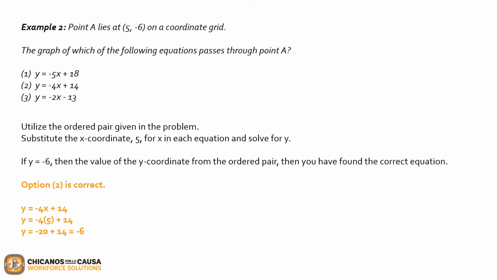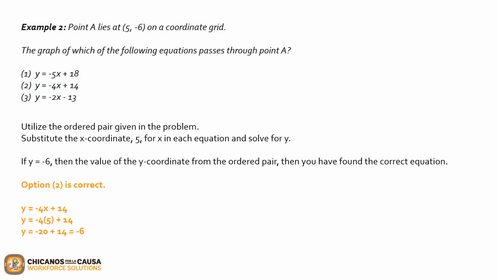So you think, well, why are we solving for y if we already have an ordered pair that's saying that y equals negative 6? Well, that's not really what we're trying to find. We're essentially trying to find one of these equations that's going to allow y to equal negative 6. We're trying to prove the ordered pair right. So if y equals negative 6, the value of the y coordinate from the ordered pair, then you have found the correct equation. I've already worked through these.